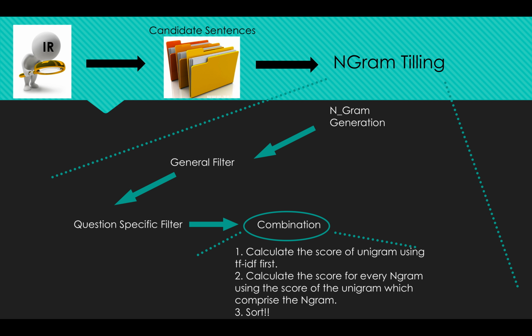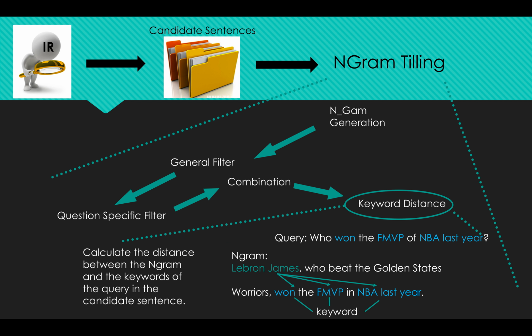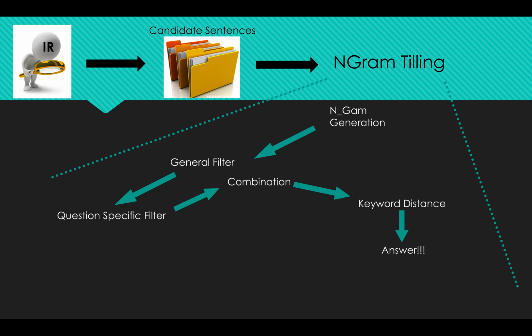And for combination, first we do scoring using the unigram. Based on TF-IDF, we sort the n-grams based on the scoring with respect to the query. So finally, we have the answer phrase n-grams we want to fill in the answer template, which is highly relevant to our query. We get the answers here.